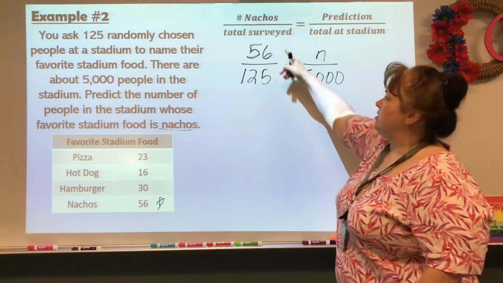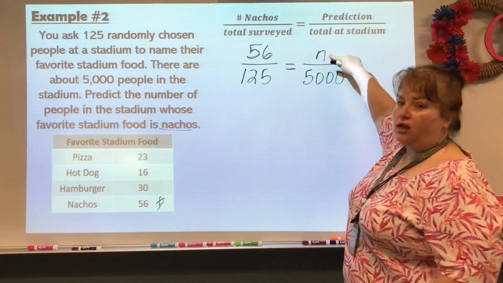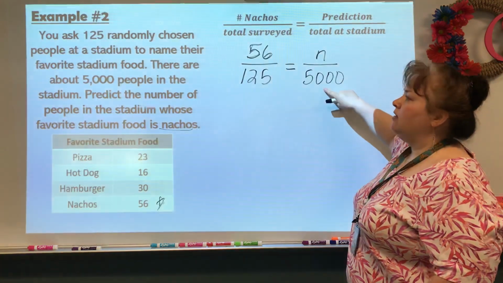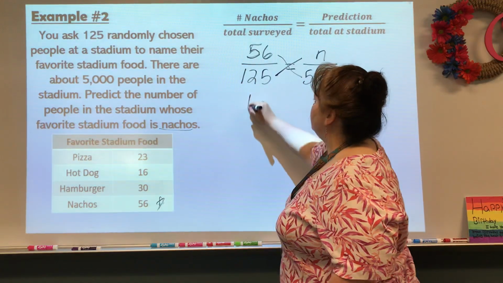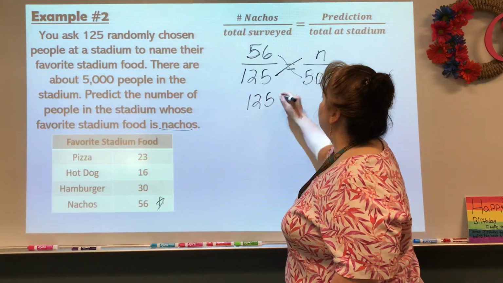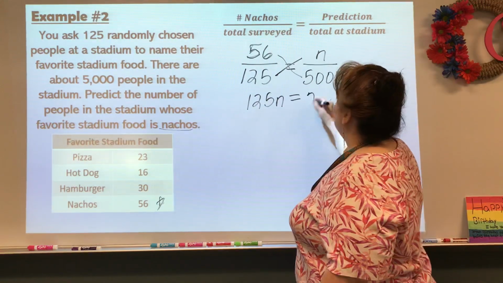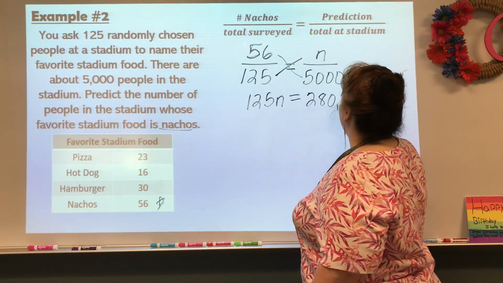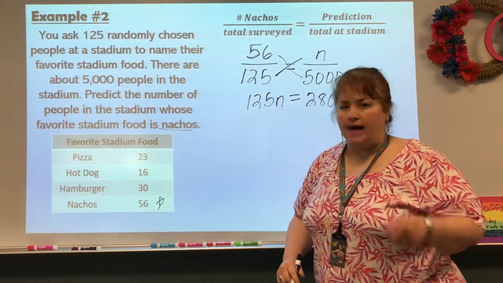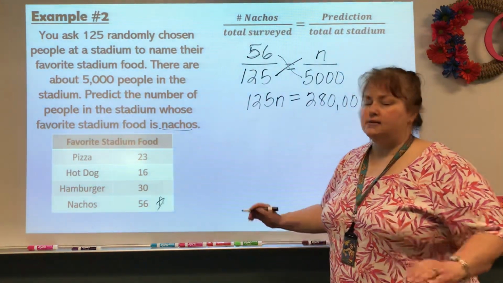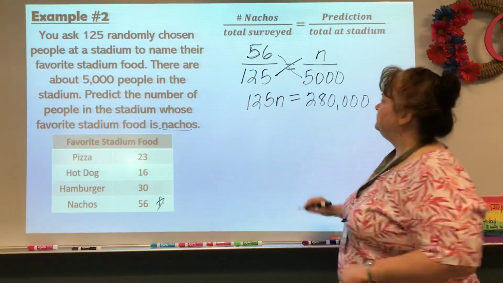Okay, so nachos over the total surveyed, the part we're looking for, the prediction, over the total people in the stadium. So we're going to cross multiply. 56 times 5,000 is 280,000. And by the way, make sure you're using a calculator on these problems. This is not a mental math event, okay? Use your calculator.